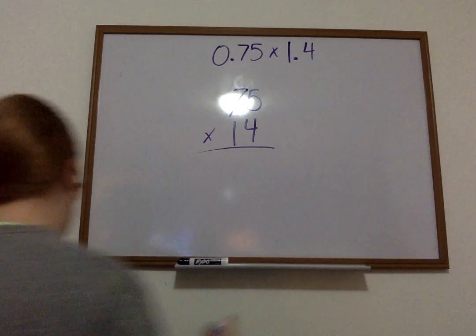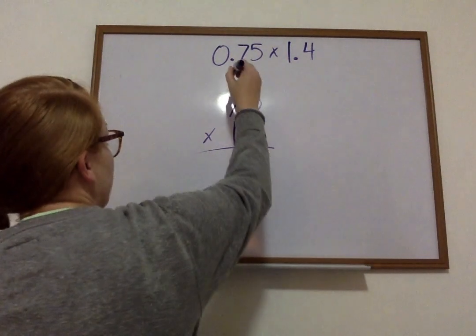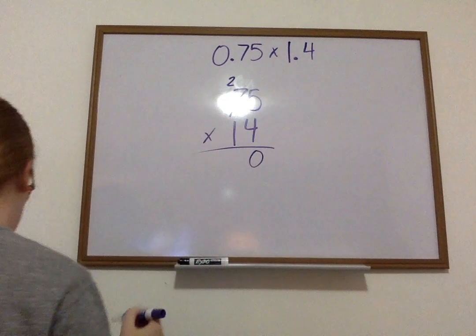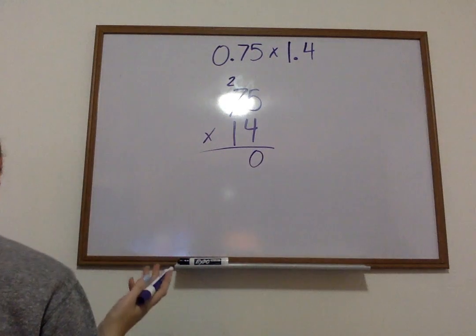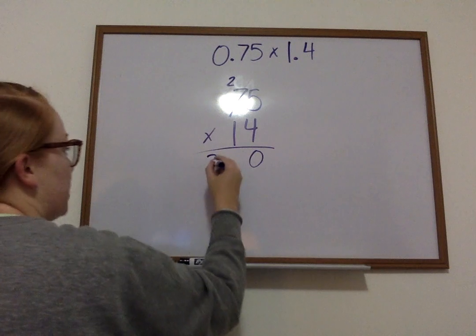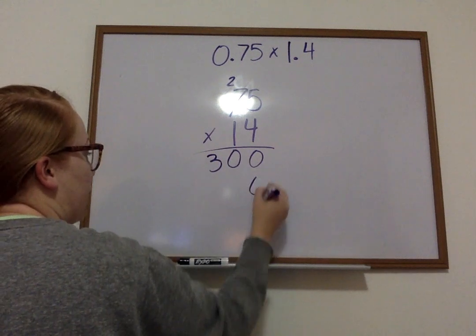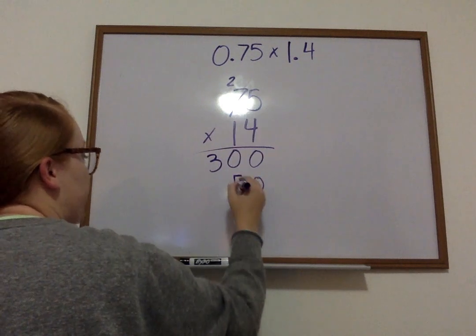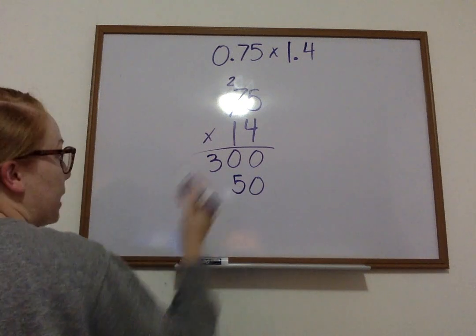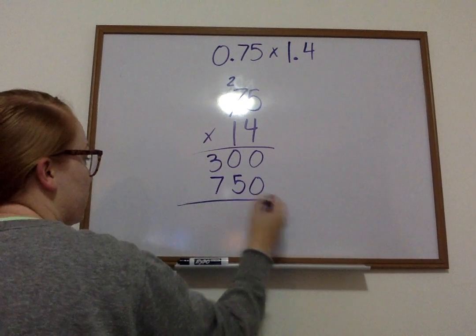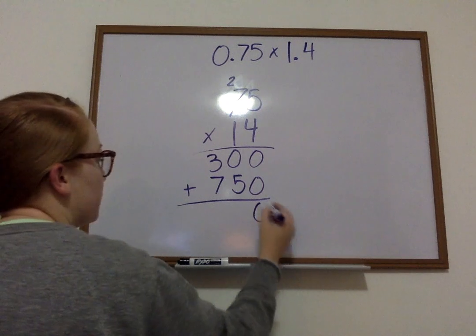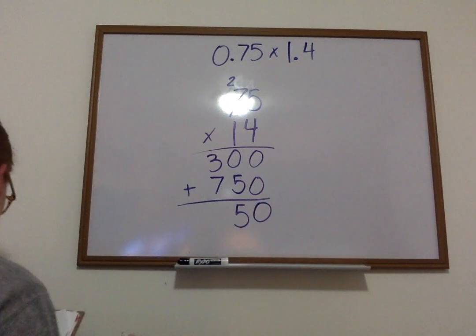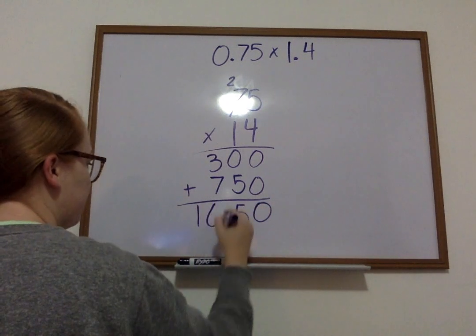So first I have my 4 times 5, which is going to give me 20. Then I have my 4 times 7, plus 2 gives me 30. Add my 0. 1 times 5 is 5. 1 times 7 is 7. I add them up. 3 plus 7 is then going to give me 10.